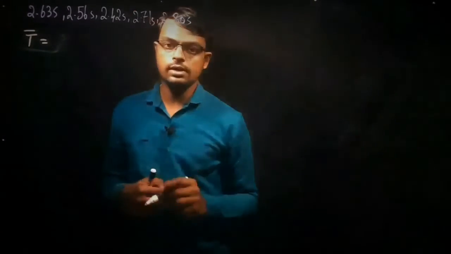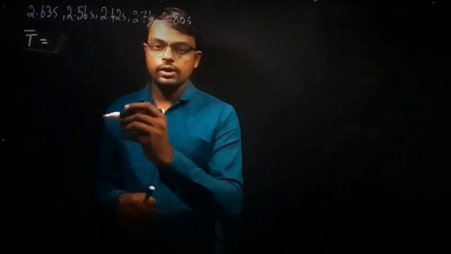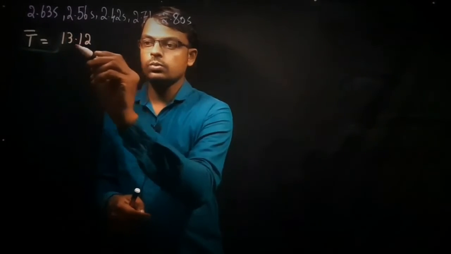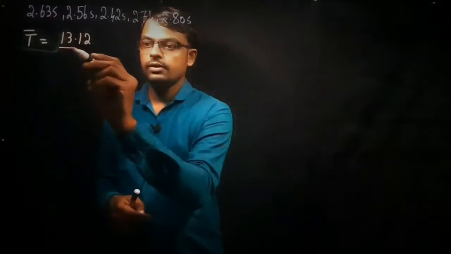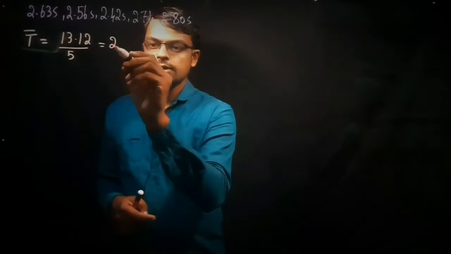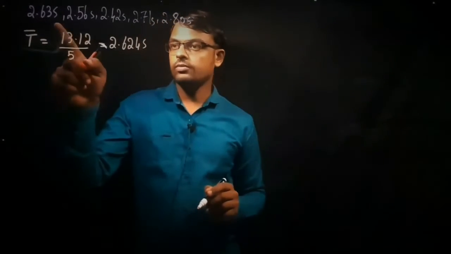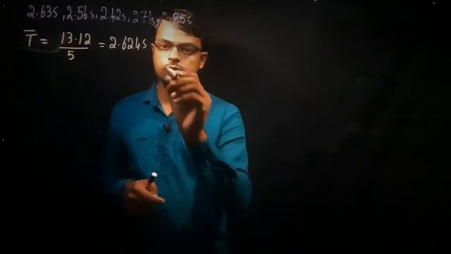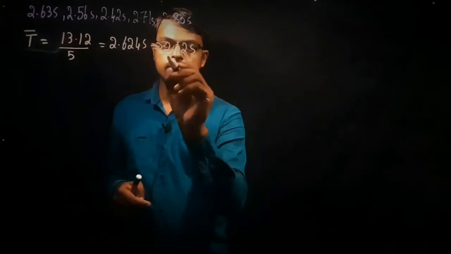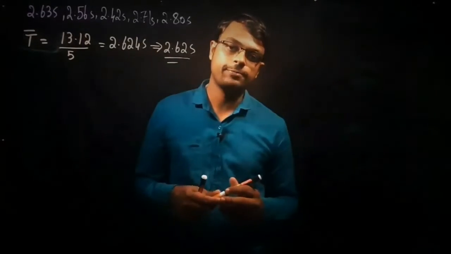So if you do this calculation, just check the answer. You are getting approximately 13.12 as the total value, divided by 5. So if you do this calculation, you will be getting 2.624 second. All the values have 2 decimal places, so you can write this answer in 2 decimal places as 2.62 second. Now you got the true value. What we are treating as the true value is the mean value.